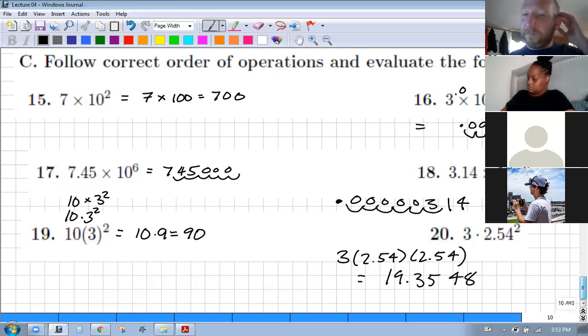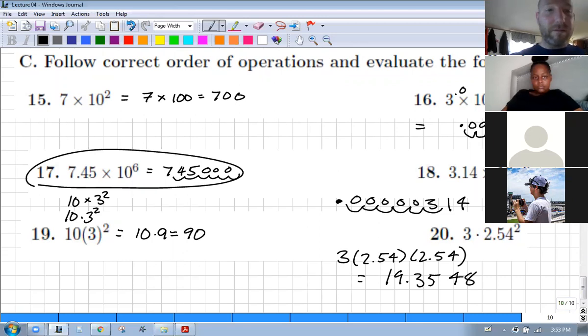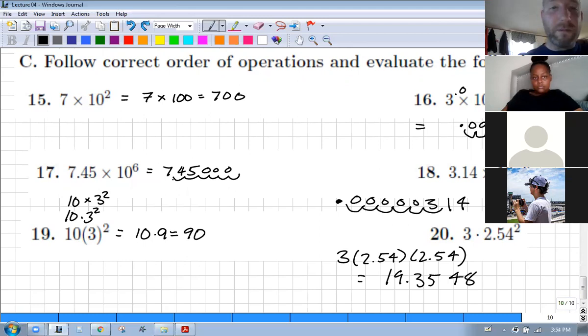Wouldn't 17 be 7 million? This one? No, yeah, not 745, because if you went over 6 times, there would be another 0, right? Maybe 1, 2, 3, 4, 5. Yeah, I'm missing another 0. Thank you. No problem.